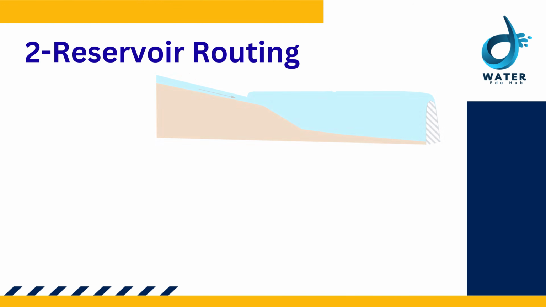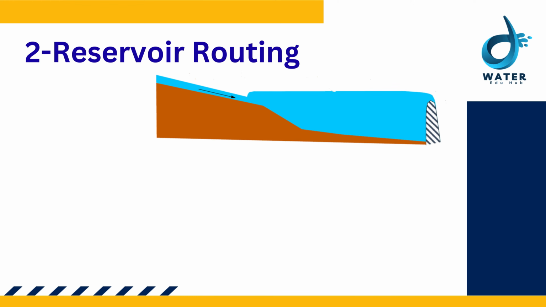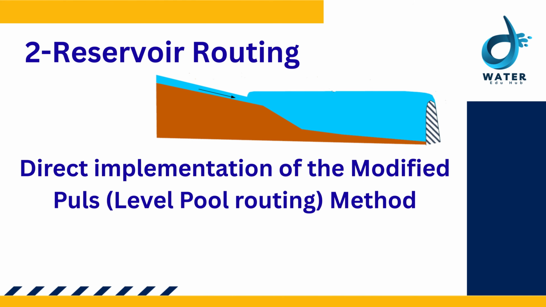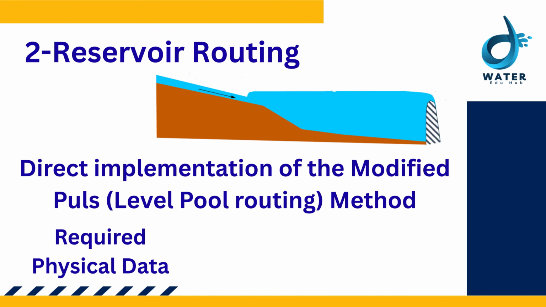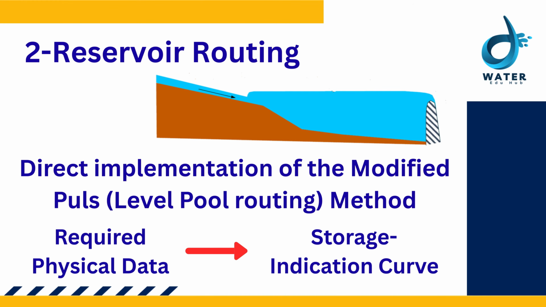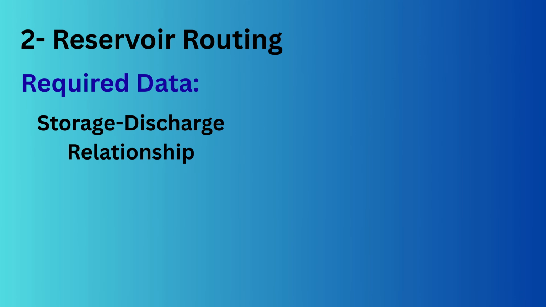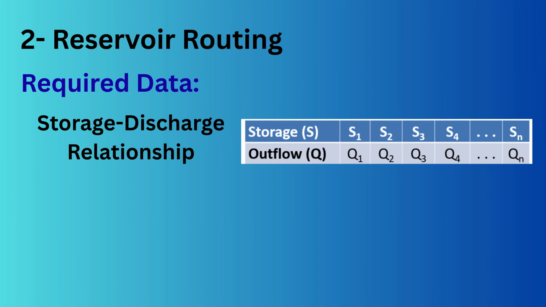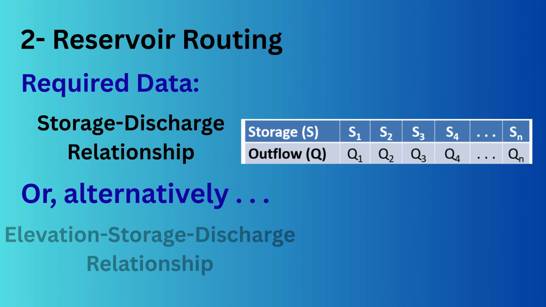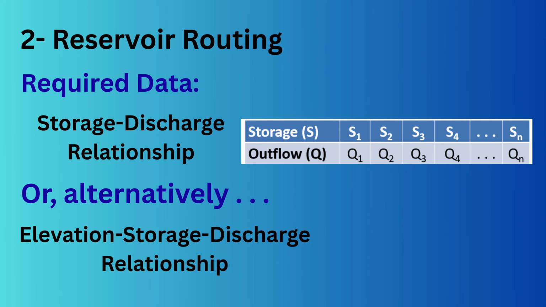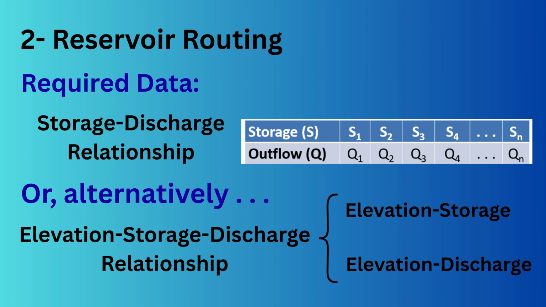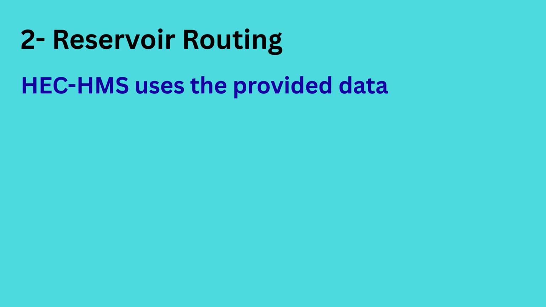For routing in reservoirs and detention ponds, HEC-HMS has the direct implementation of level pool routing or modified pulse method. The user provides the physical data required to build the storage indication curve. The required data is a storage-discharge relationship, which comes as a table relating storage volume directly to outflow discharge. Or alternatively, the elevation-storage-discharge relationship, where the user can provide an elevation storage curve and an elevation discharge curve, which the model combines.